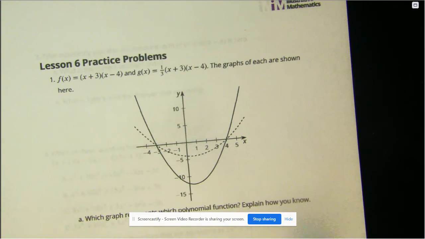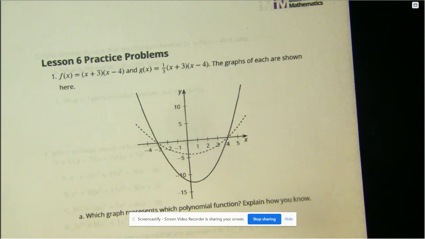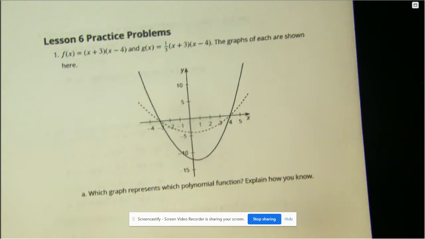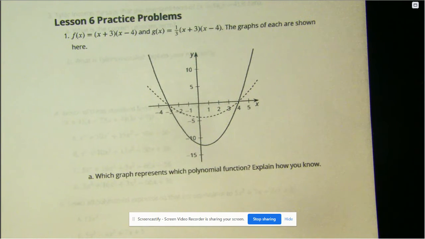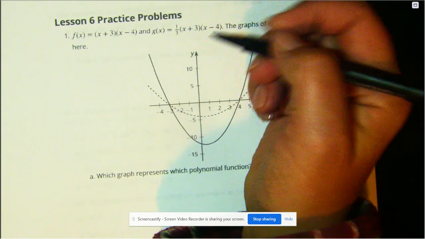I'm going to be doing the lesson 6 practice problems. Number 1, f of x equals x plus 3 times x minus 4, and g of x equals 1/3 times x plus 3 times x minus 4. The graphs of each are shown here. Which graph represents which polynomial? Explain how you know.